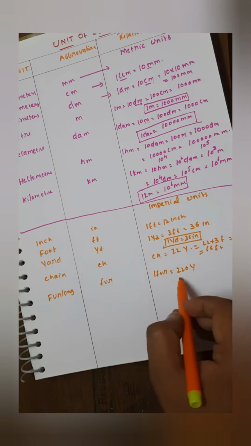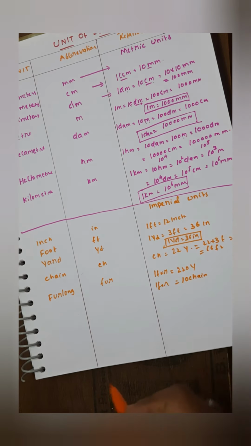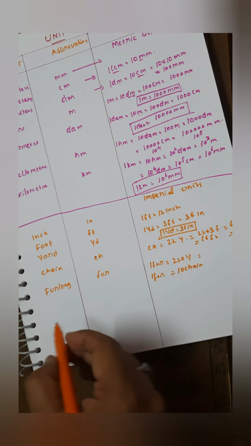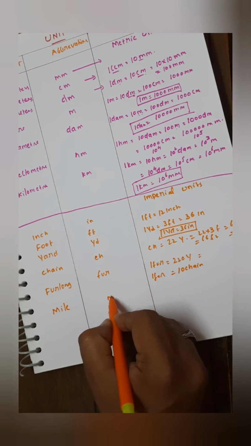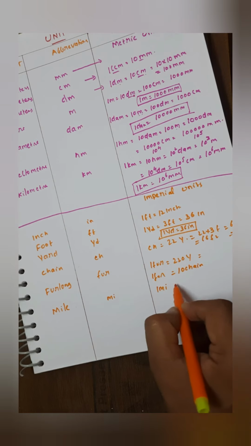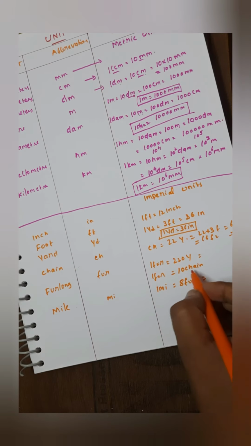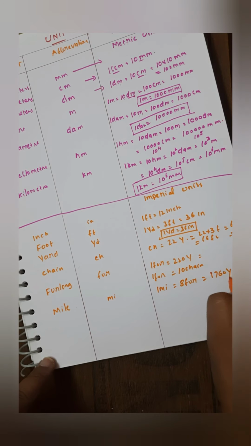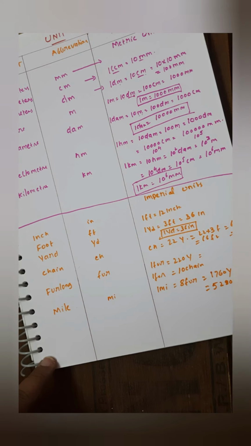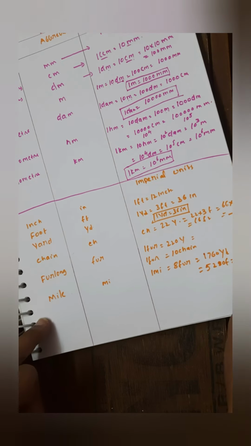For 1 furlong, the chains are 10, and 220 yards. Next thing is mile. 1 mile is equal to 8 furlongs. 8 furlongs means how many yards? 220 multiplied by 8, that means 1760 yards, 5280 feet, and 63,360 inches. This is about mile.